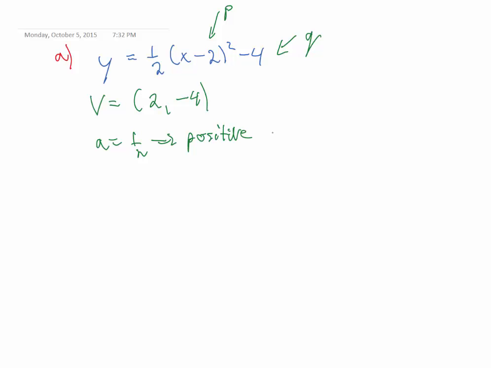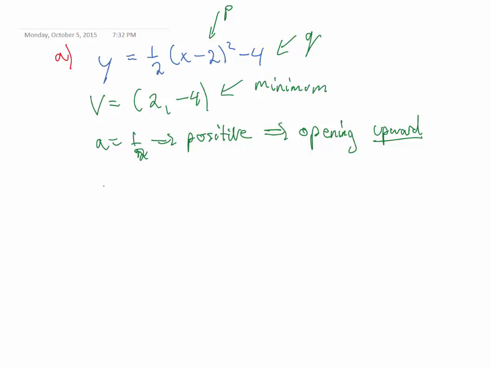Sorry. Which implies we are opening upward. Right? Since we're opening upward, that would also mean that we have a minimum value. So here, this is actually a minimum value. You can kind of imagine what this graph is going to look like already.